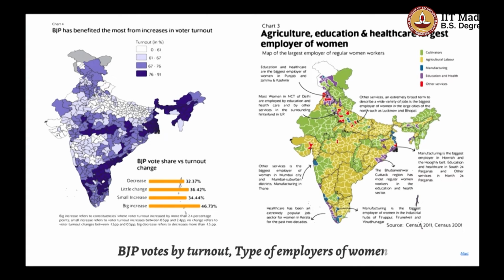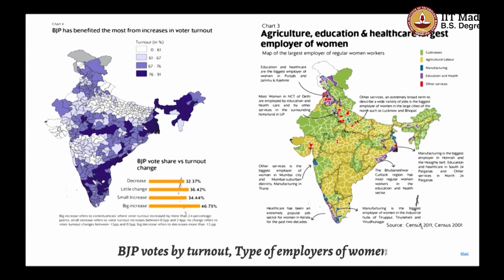And so you can see most of the country has cultivators and agricultural labor being the most common thing that women do, but in specific districts that you can see in Punjab, education and health are more prominent. Same in Kerala, education and health are more prominent, and then in some parts of northwestern UP, you can see some other services are also really common, in Lucknow and Bhopal, right? And manufacturing shows up in West Bengal, in Bhubaneswar, Cuttack, some of those areas.